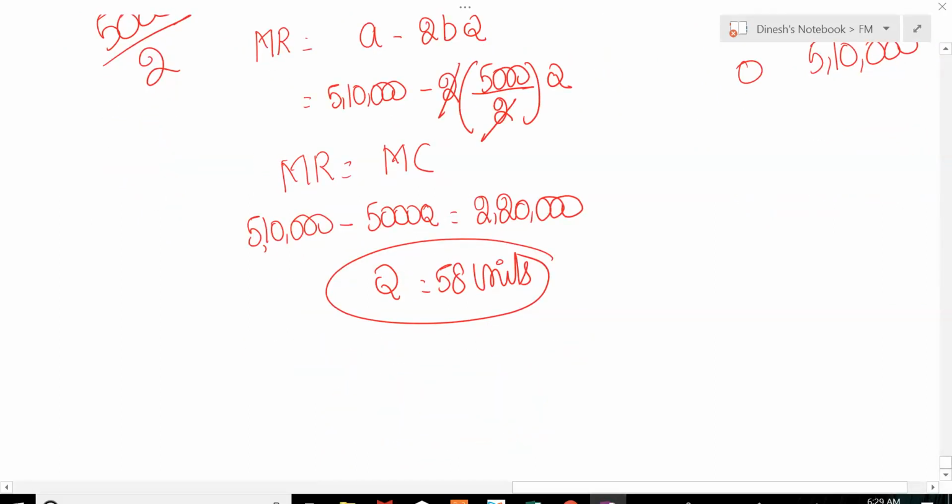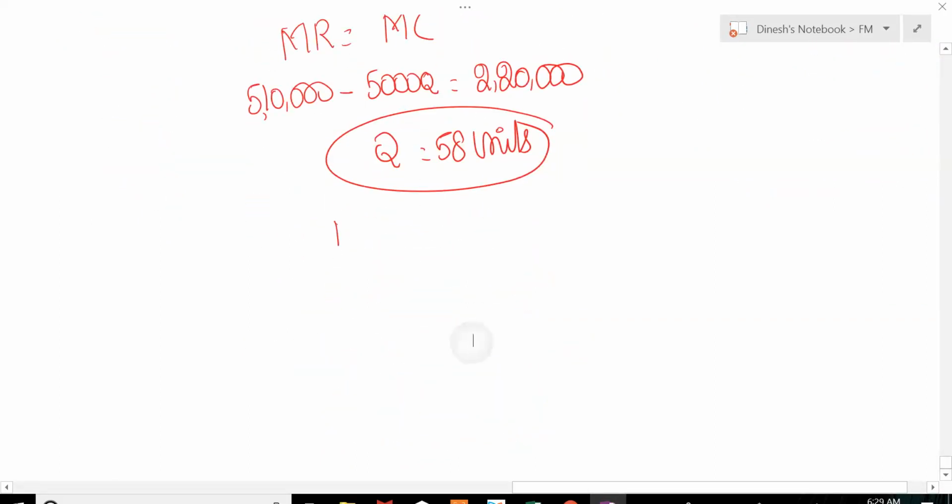Now I have to sell 58 units. My optimum price will come from the original equation. Price equal to A minus BQ. You know A, you know B, you know Q. Substitute it and get what price you should fix. We know A, we know B, we know Q. 58 units is what I want to sell.